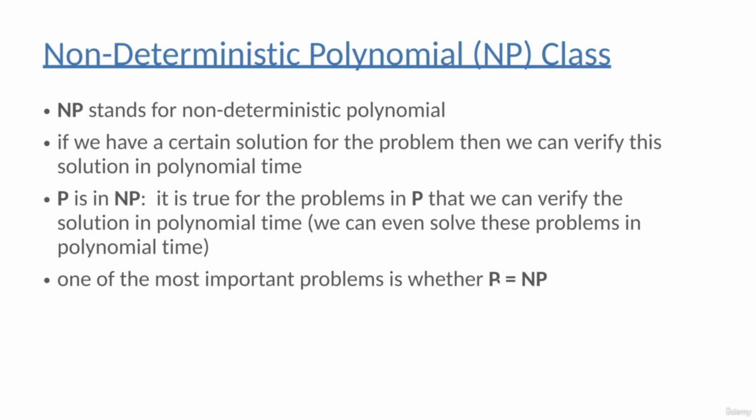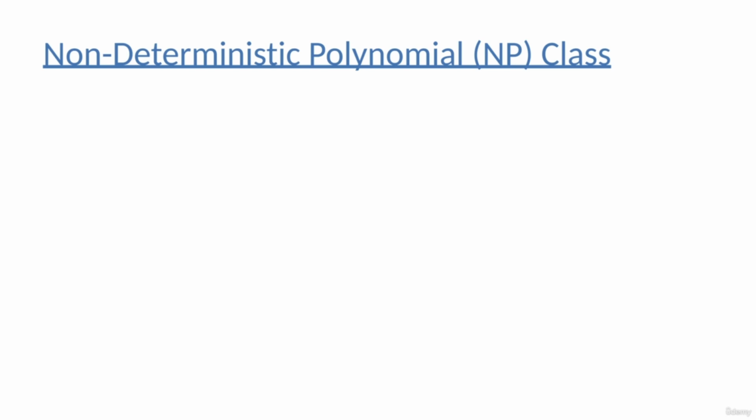So this is why maybe every single problem that belongs to non-deterministic polynomial, in the future will belong to polynomial, because computer scientists will find a way to solve these problems more efficiently. So this is an important problem, whether P is equal to NP or not. Let's take a look at concrete examples for NP.